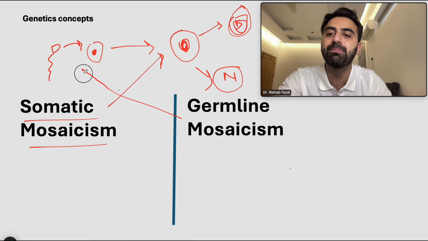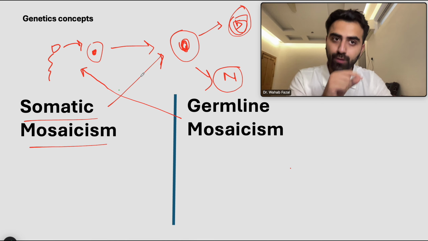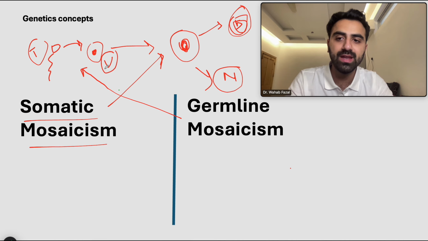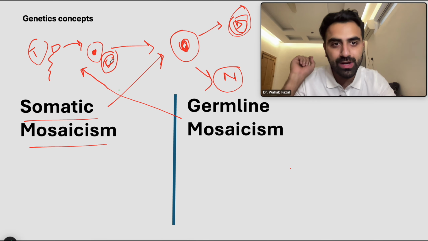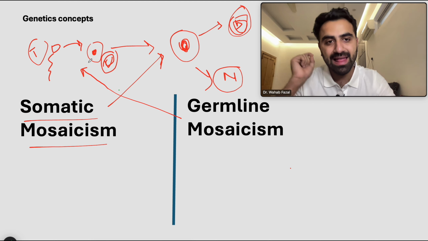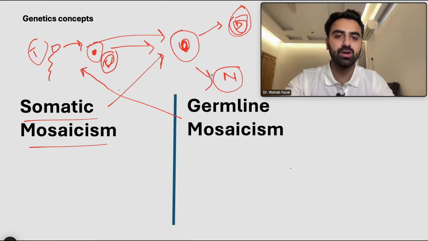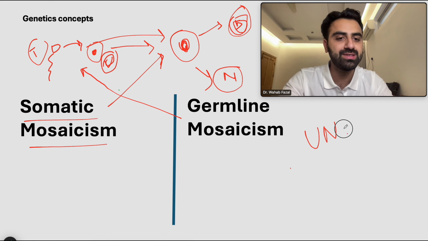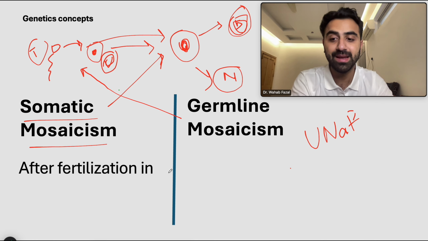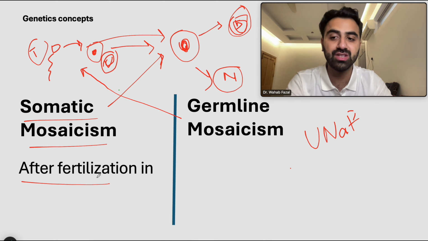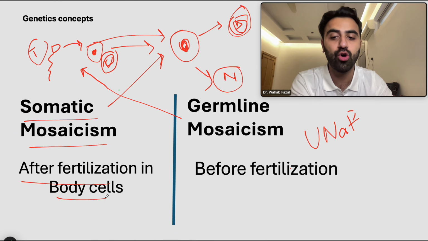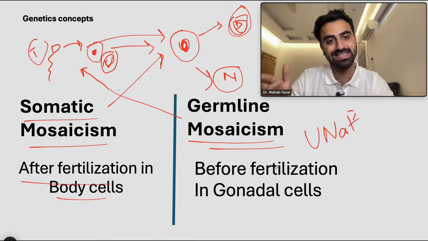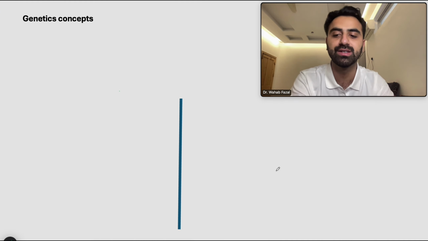Germline mosaicism is that before fertilization, in the parent's testes or in the parent's ovaries, you develop some sort of mutation, and that mutation is then transferred to the kid. So the parent themselves is unaffected in germline mosaicism. Let's repeat this. Somatic mosaicism occurs after fertilization in normal body cells, and germline mosaicism occurs before fertilization in the gonadal cells, so in the testes and the ovaries.